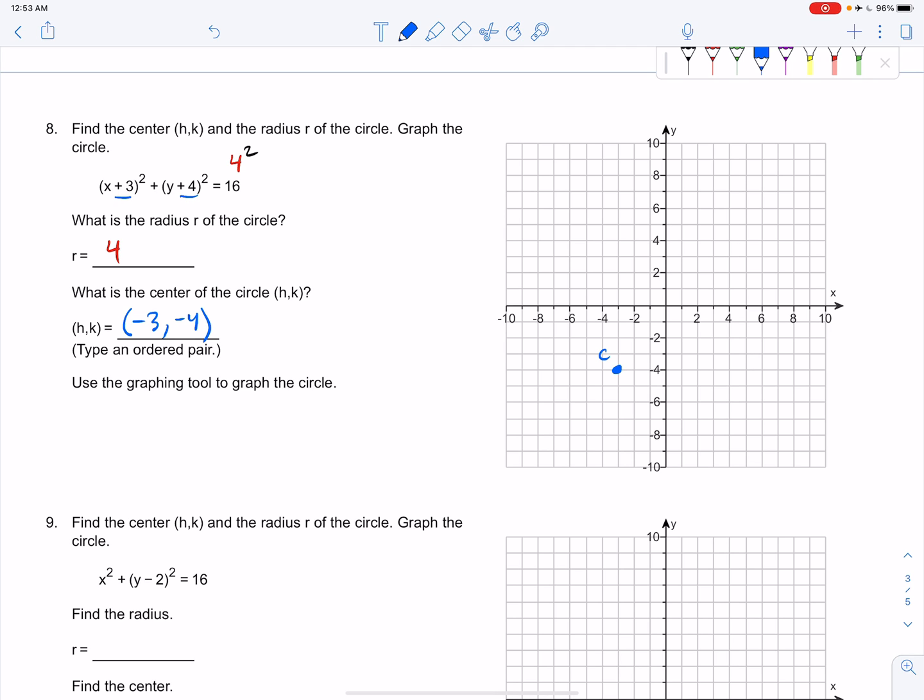center. It says the radius is 4, so we go right 1, 2, 3, 4. Left 1, 2, 3, 4. Up 2, 3, 4. Down 1, 2, 3, 4. All right, and then we're able to go ahead and make that sketch.